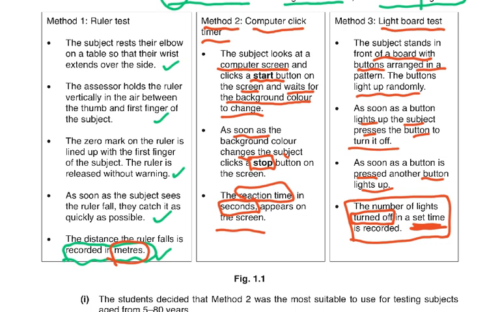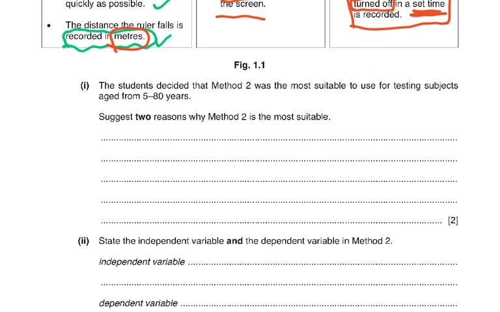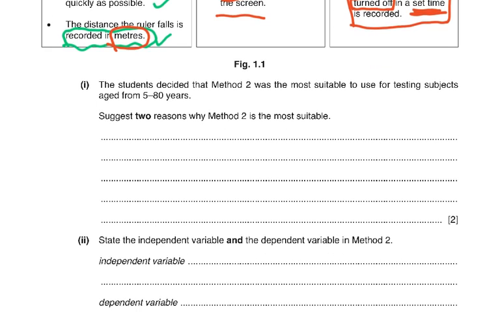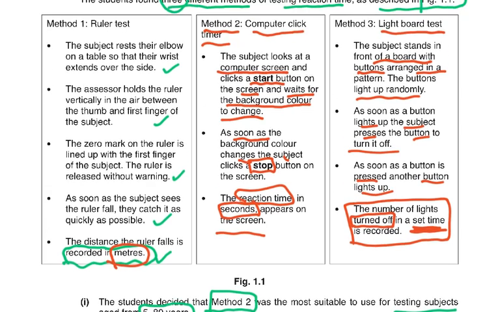and how would you manage this. Now, when we look at the first part of the question, it says the student decided that method 2 was the most suitable to use for testing subjects aged from 5 to 80 years. Suggest two reasons why method 2 is the most suitable. So when you have to say when it's not suitable or suitable, I've told you this before also, is that you have to find faults in it. Here you have to find the good things about it.